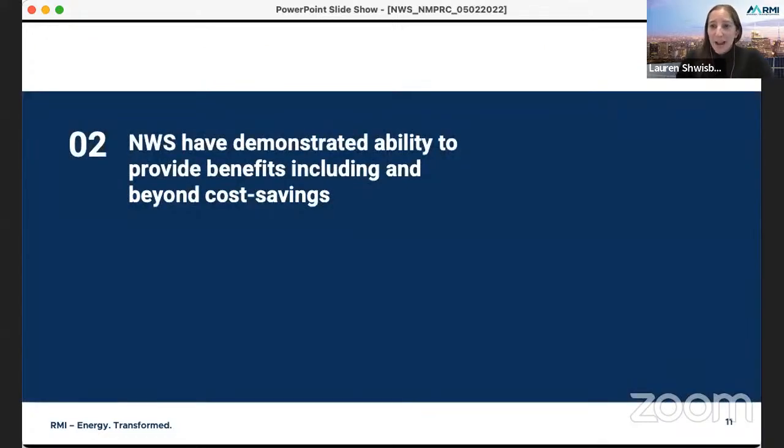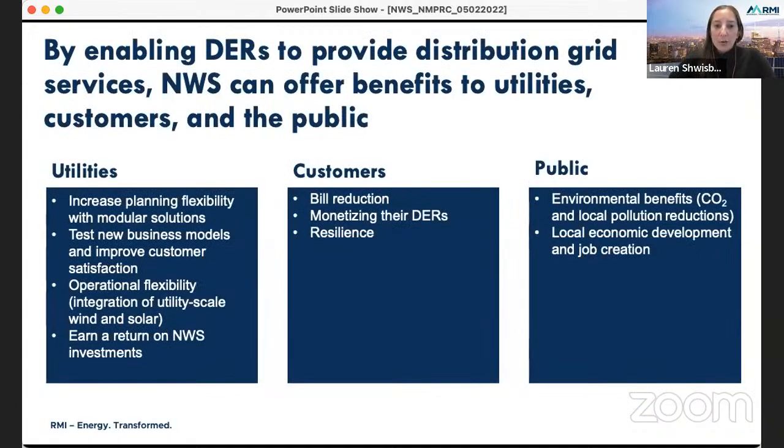So that's some of the rationale. Next, I wanted to talk a little bit about the state of the market and some of the benefits that non-wire solutions can provide. So non-wire solutions do really present somewhat of a win-win-win opportunity when they're implemented well here. Utilities can benefit, customers can benefit, and there are broader societal benefits as well.